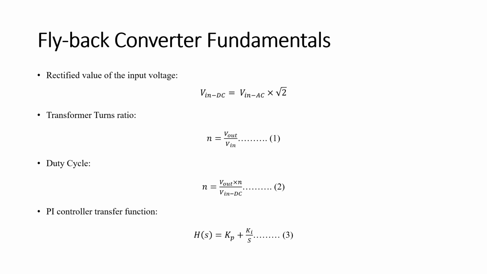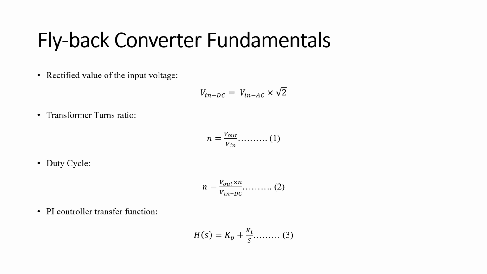To perform the operation of the flyback converter, we need to know some basic fundamental equations. Firstly, we have the rectified value of the input voltage, represented as Vin DC equals Vin AC multiplied by root 2. This equation helps us convert the AC input voltage to its DC equivalent, which is crucial for further calculations. The next equation is the transformer transfer ratio, where N equals Vout divided by Vin. This ratio is fundamental in ensuring that the transformer steps the voltage up or down appropriately for our desired output.